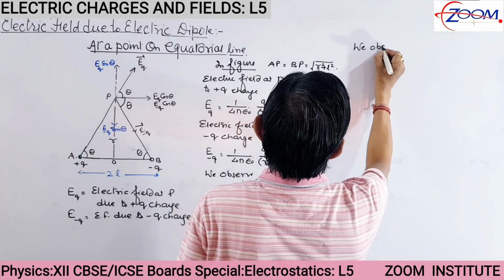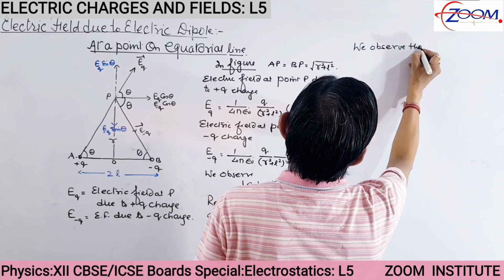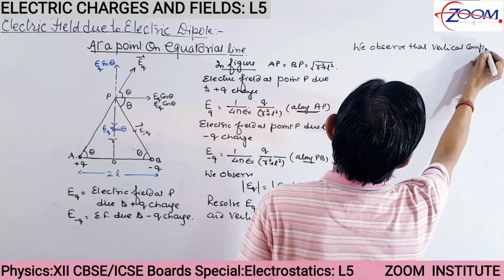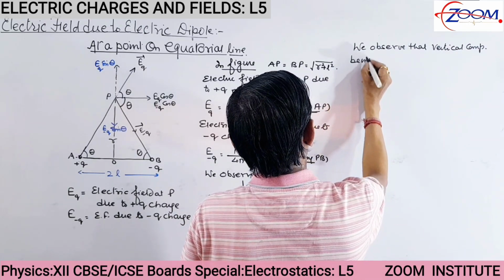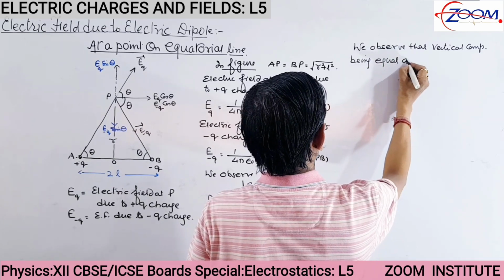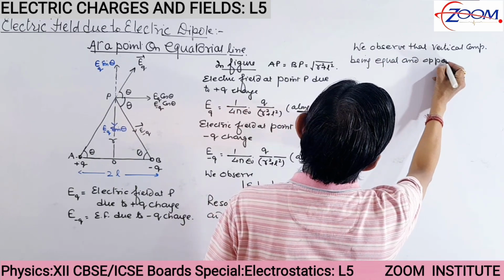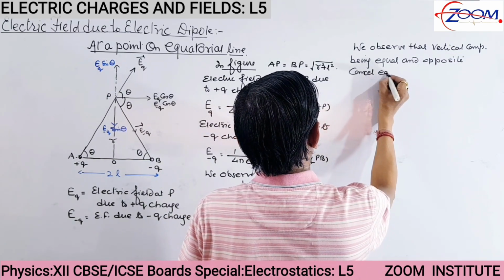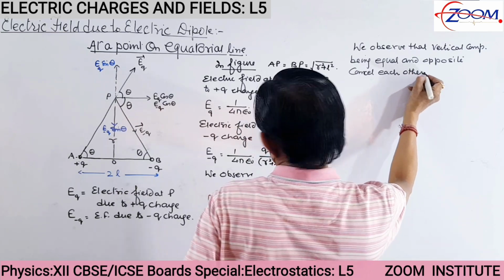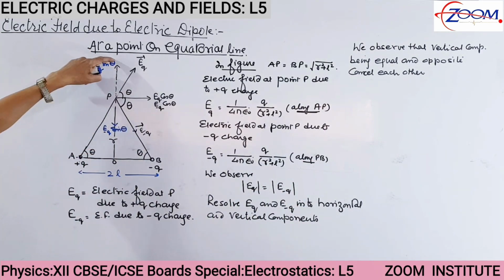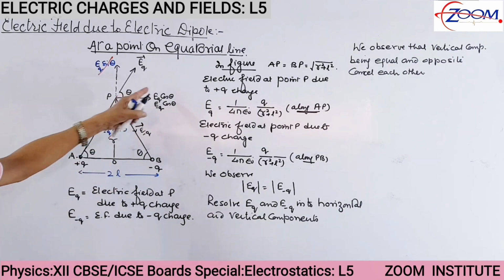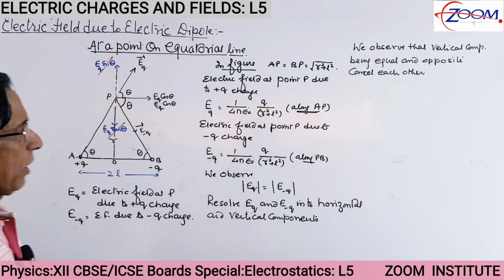We observe that vertical components, being equal and opposite, cancel each other. So these two components, E_q sin theta and E_minus q sin theta, are equal and opposite, so they will cancel each other. And the horizontal components are in the same direction, so they will add.